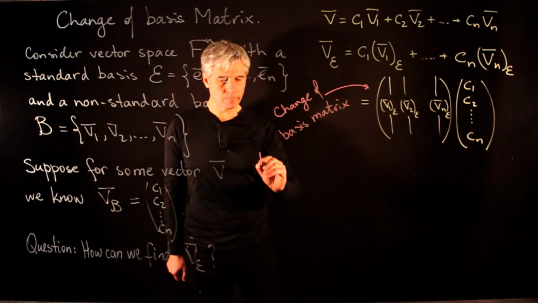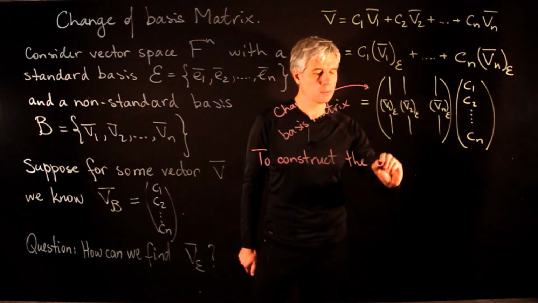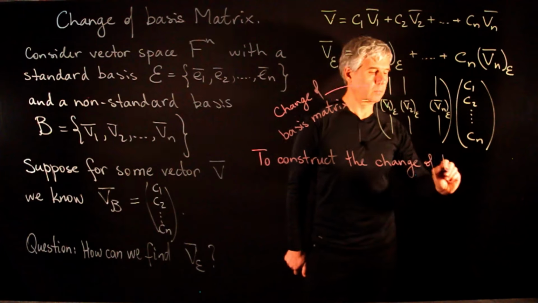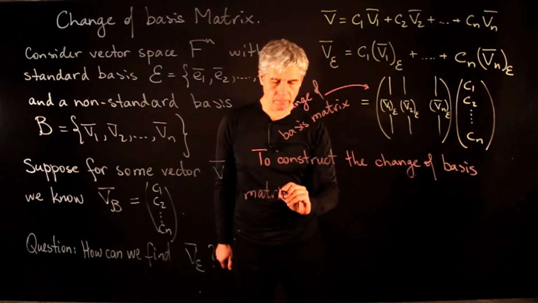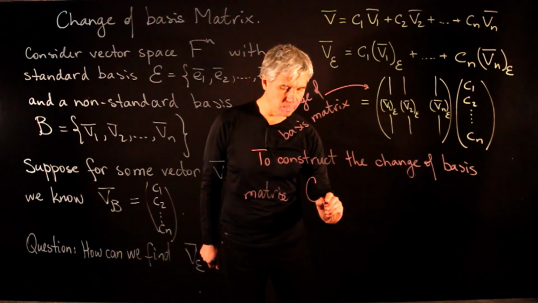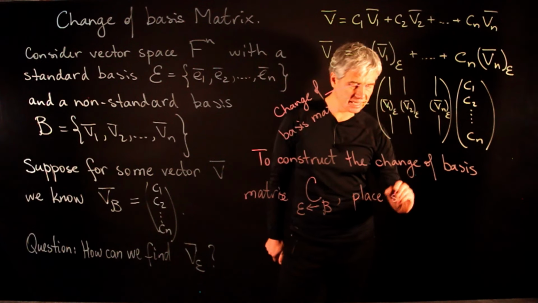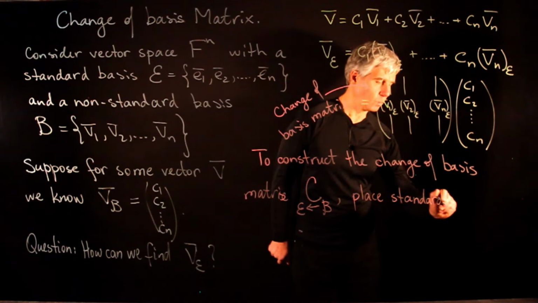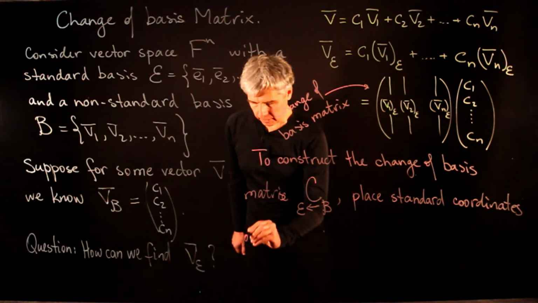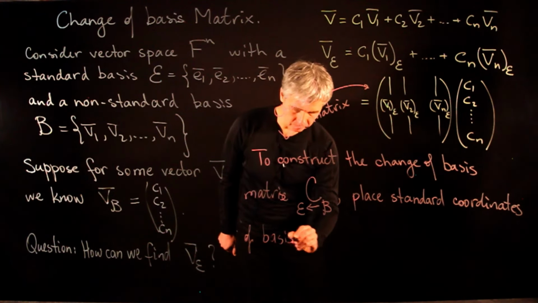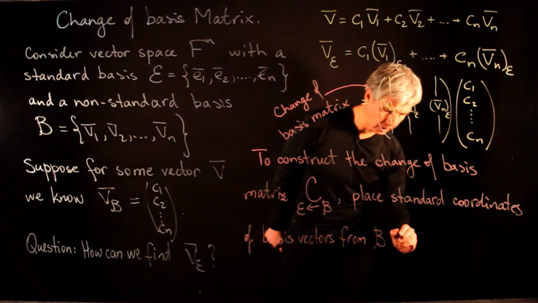And here is the rule that we use. To construct the change of basis matrix, which we denote C_{B to E}, place standard coordinates of basis vectors from B as columns.